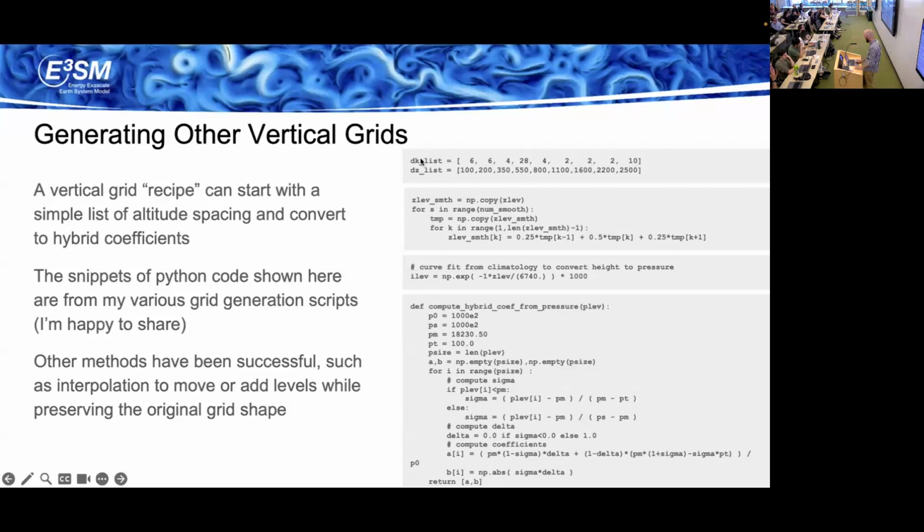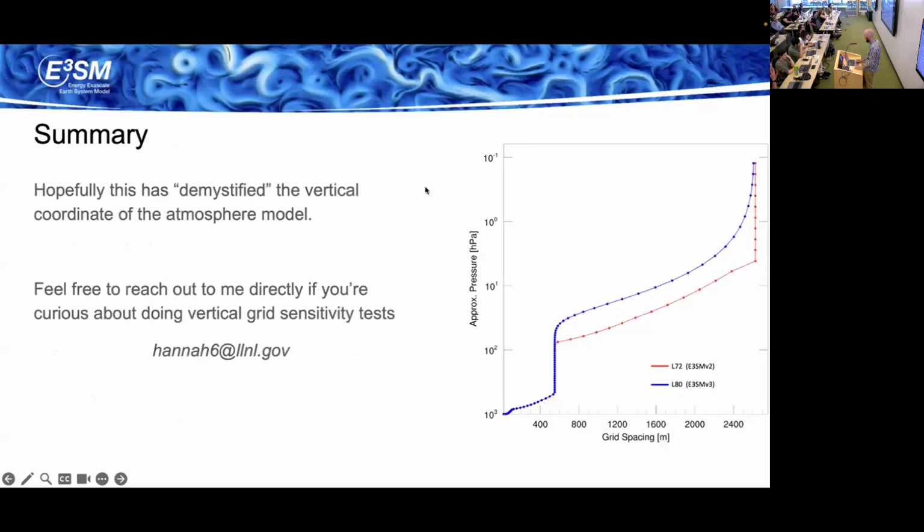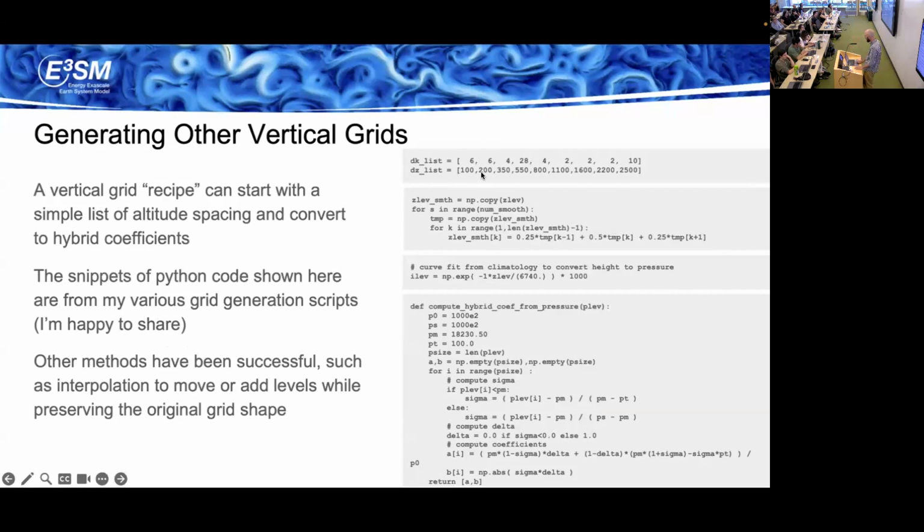So I've come up with this way to have kind of a recipe where you start out with a list of approximate spacing and height. In this case, I have a DK list, which is showing 6 levels of 100 meters, followed by 6 levels of 200 meters, and so on. Then you expand that into a list of heights. And then you can convert that using this climatological curve fit between height and approximate pressure. And then I have a routine to calculate the coefficients you need for the hybrid. So if you put all these things together and you do some code magic, you can make whatever shape of grid you want.